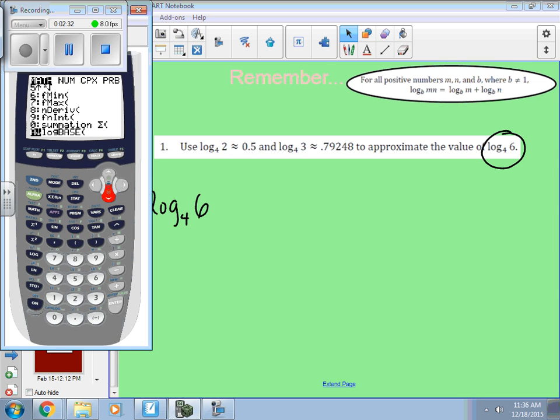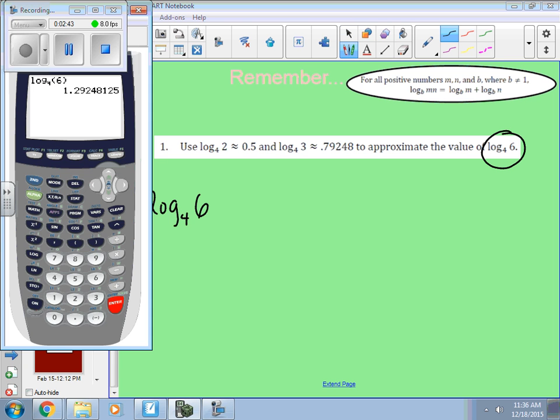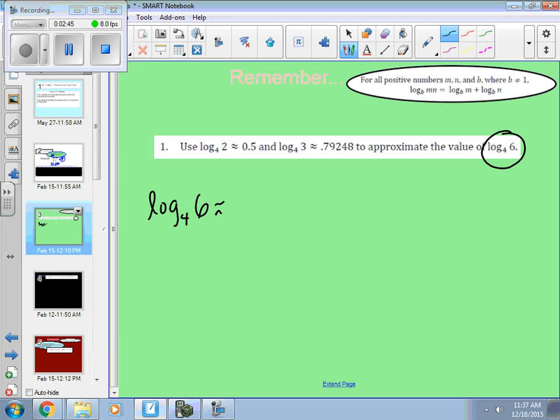and you can select that, and then type in 4 for the base, and 6 for the number you're taking the log of, and we see that this is approximately 1.29248. Okay, so that's about what log base 4 of 6 is, but here they want us to approximate it using other logs.